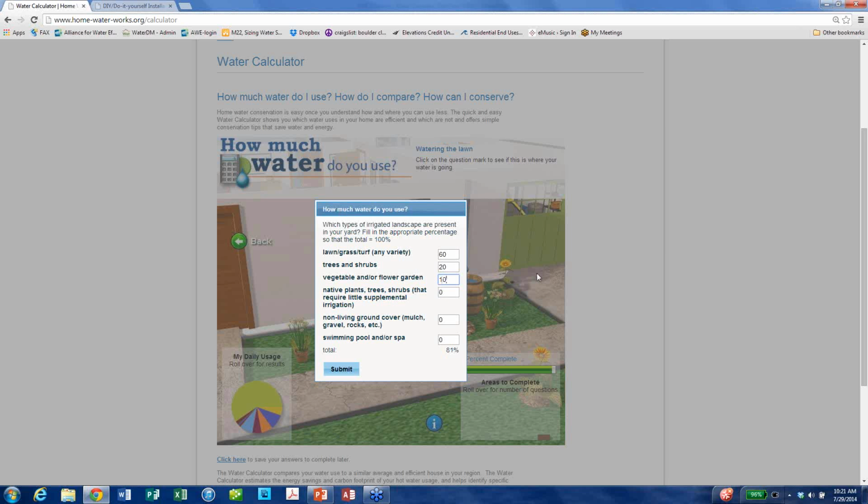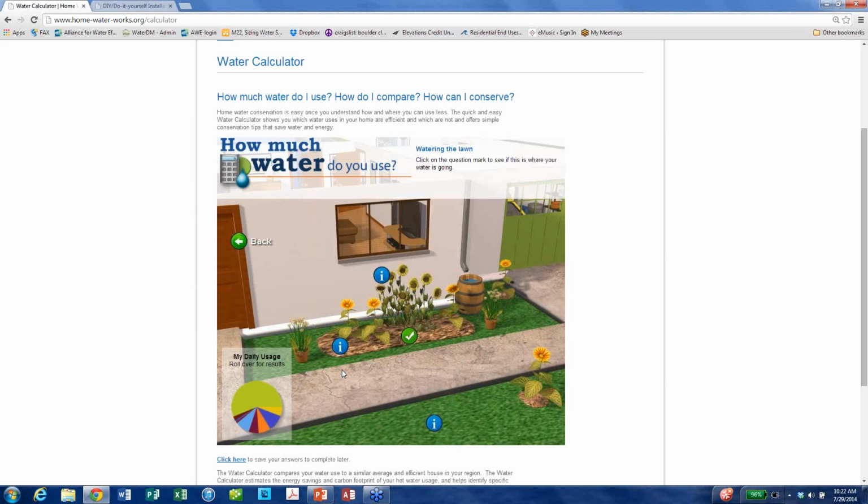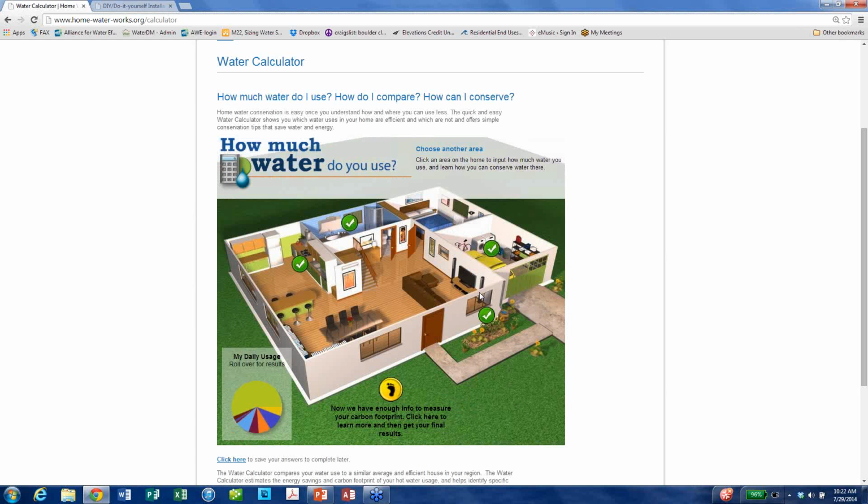So I'm going to go back and say 10% for a flower garden. Now I'm seeing that I probably put in too much for turf. I'm going to go back to 50% for turf. I'm going to go down to 10% here for native, and I have quite a bit of mulch also, so I'm going to say 10%. So now I'm up to 100%. I think that's a reasonable representation of the landscape at my house. So now I've got the green check on the landscape, and I go back out.